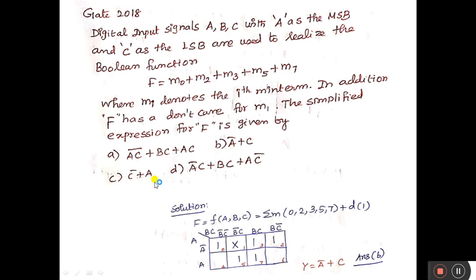Be careful when you choose the answer. You may get the answer A bar C. When you shade in the answer sheet by mistake, you may shade option C also, because this is relatively given. So be careful when you write the answer in the answer sheet.